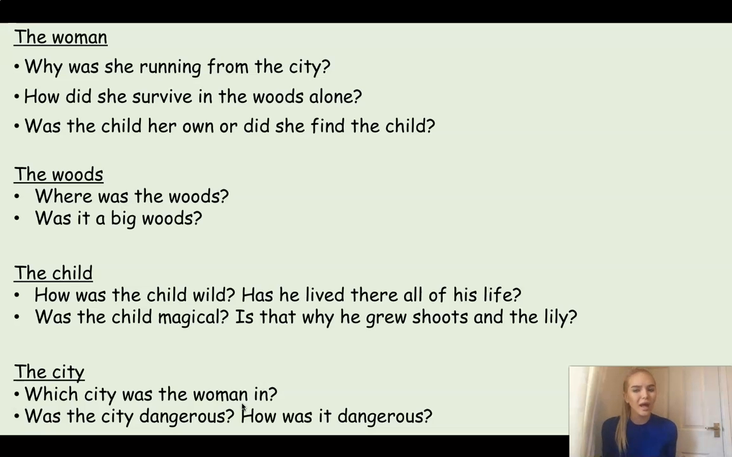The woods, where were the woods? Was it a big woods? The child, how was the child wild? Had he lived there all of his life? Had he grown up there? Was the child magical? Is that why he grew shoots and the lily and leaves out of him? How did that all happen? The city, which city was the woman in? Was the city dangerous? Is that why she wanted to leave and escape? How was it dangerous? They said it was old. How was it old?